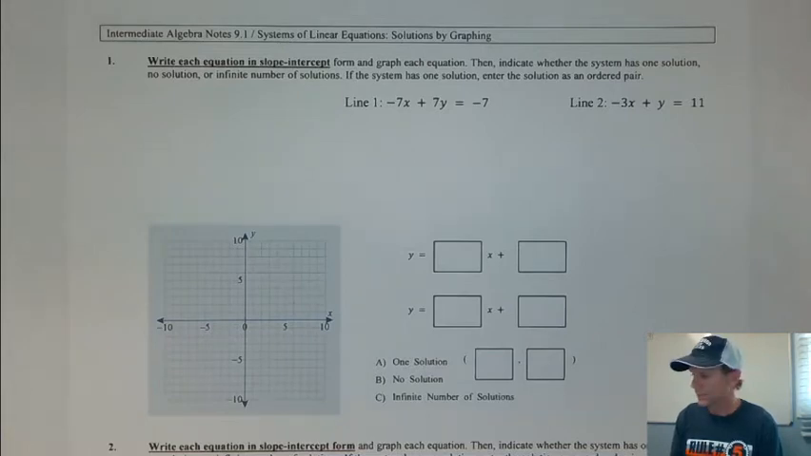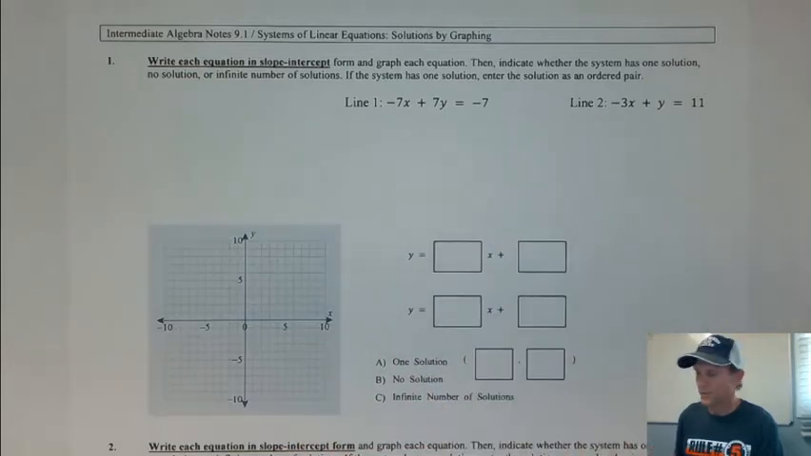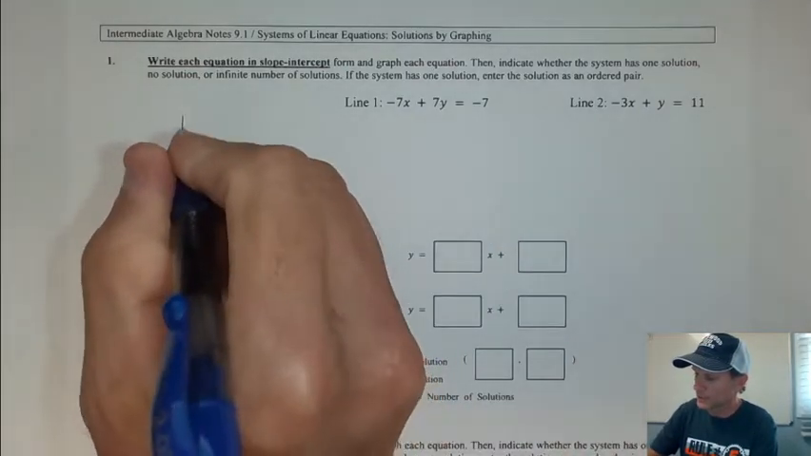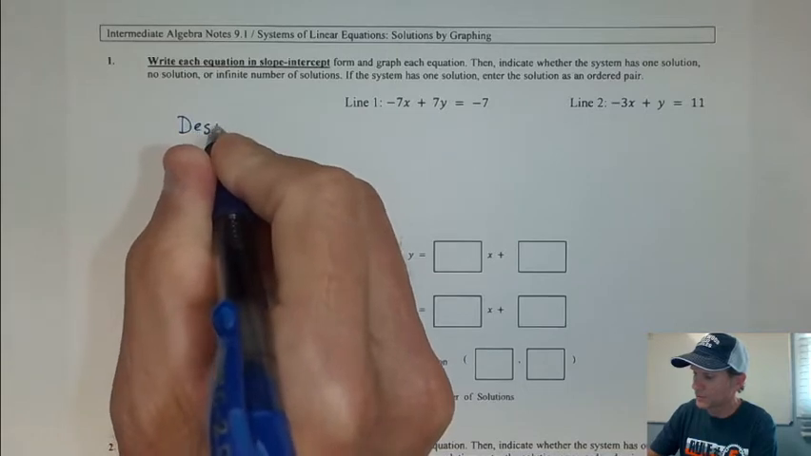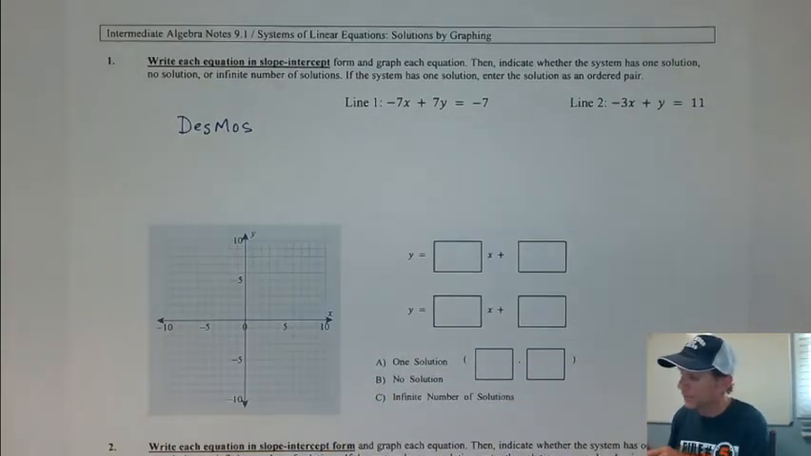If it didn't ask us to do that, we could probably put them into Desmos and take a look at them just in the form that they are. And remember, I'm just going to write Desmos here. Desmos is the graphing site, or desmos.com. So let's review how we change things into slope-intercept form.